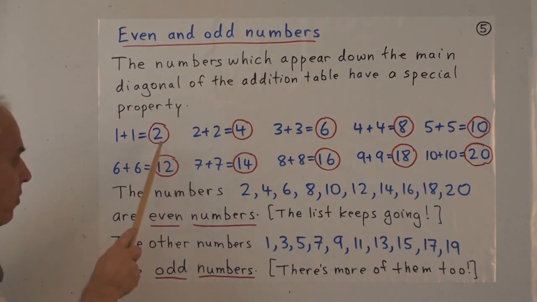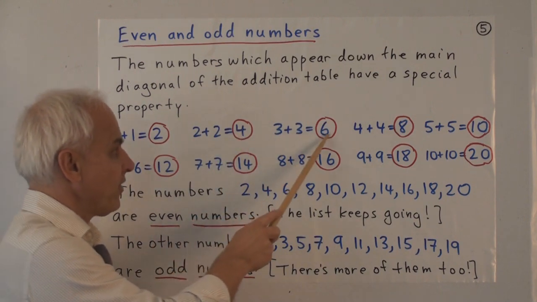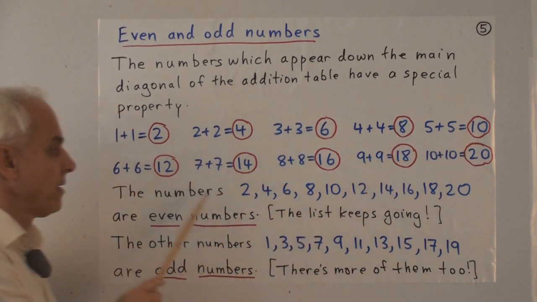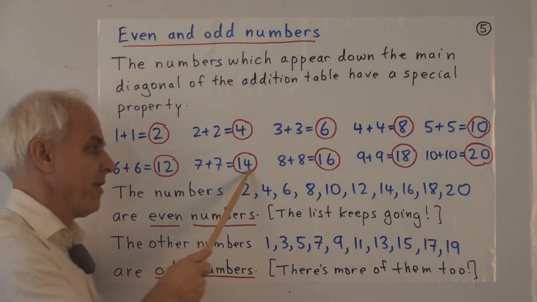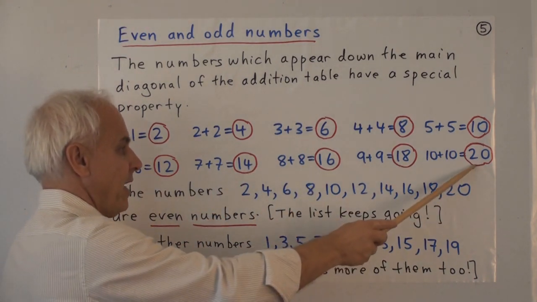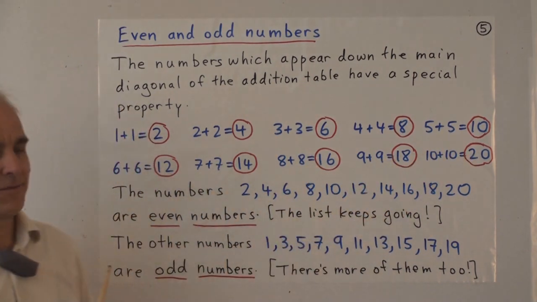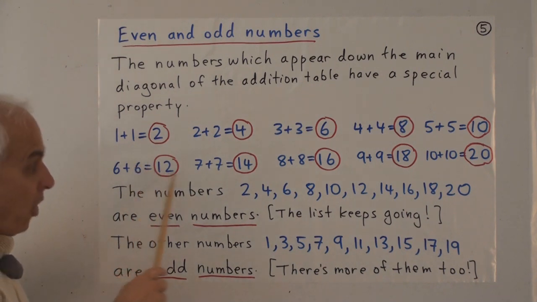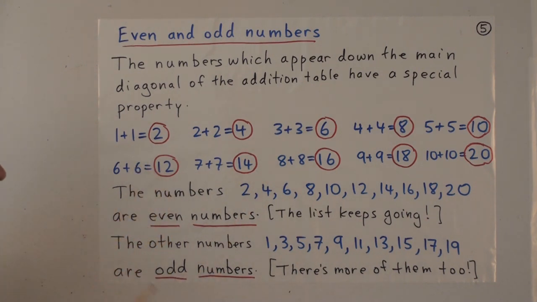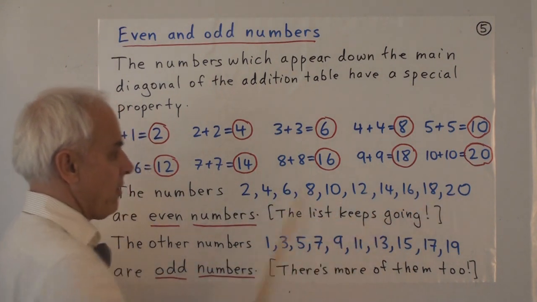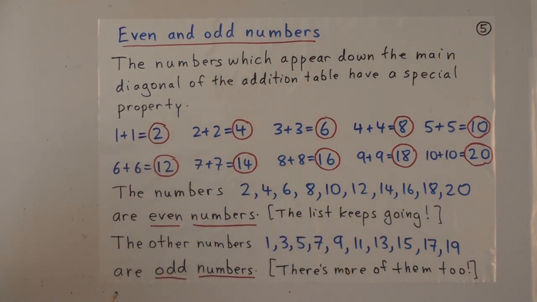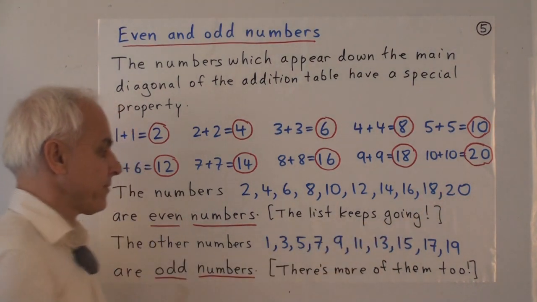And those numbers are, in order, 2, 4, 6, 8, 10, 12, 14, 16, 18, and 20. Well, those aren't all of the even numbers, but those are the first ones. And here they are written out in a row. 2, 4, 6, 8, 10, 12, 14, 16, 18, 20. They're the even numbers. And the list, in fact, does keep going.